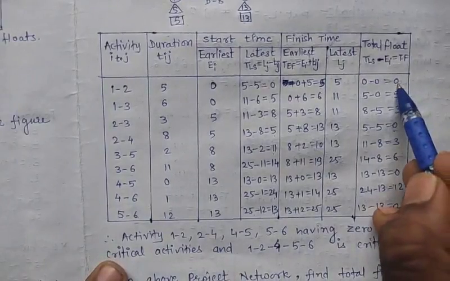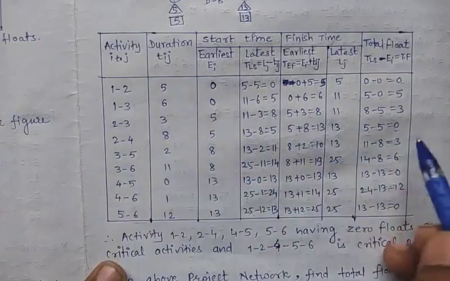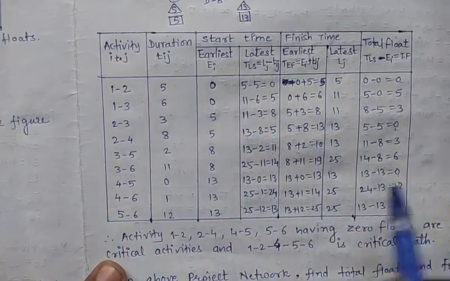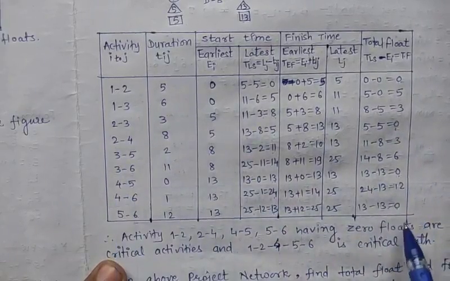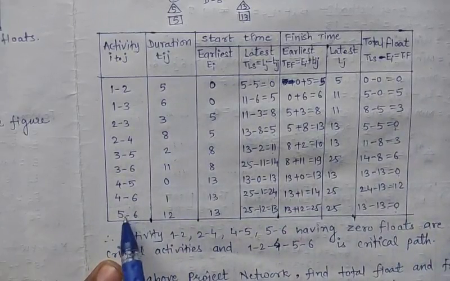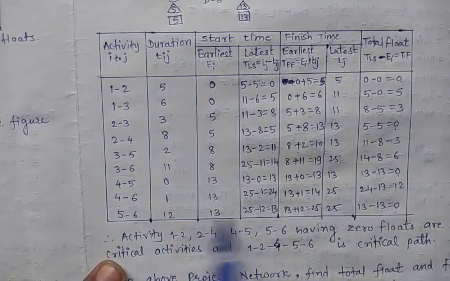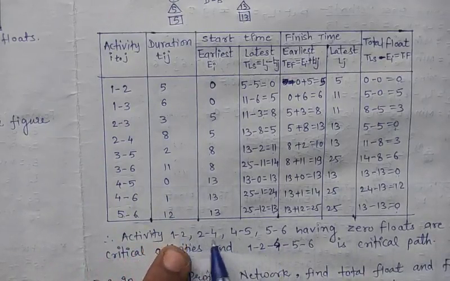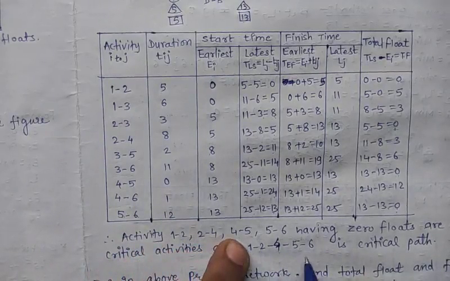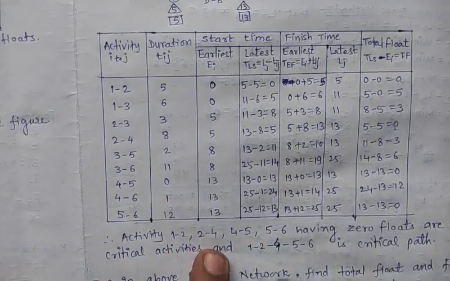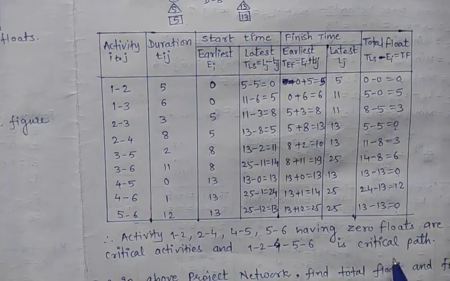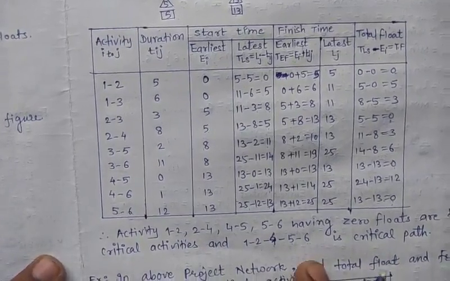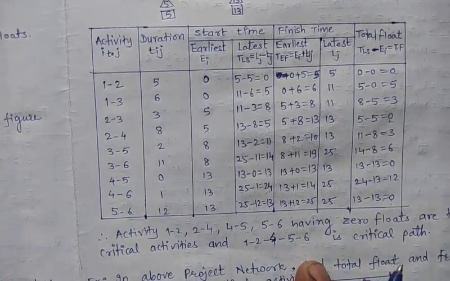So here is a 0 value, whose activity is 1 2. Here is also a 0 value, whose activity is 2 4. Next, here is a 0 value, whose activity is 4 5. And last, here is a 0 value, whose activity is 5 6. So collect all the activities and combine them. So 1 goes to 2, next 2 directly goes to 4, 4 goes to 5, 5 goes to 6. So combine this. So this is the critical path in our network diagram.